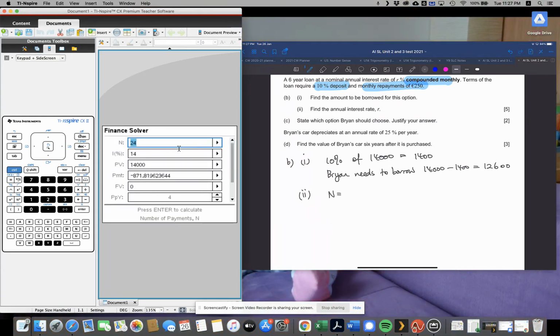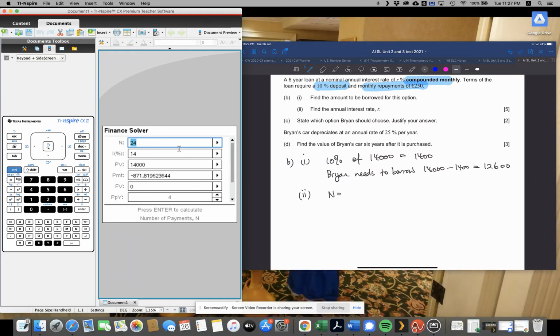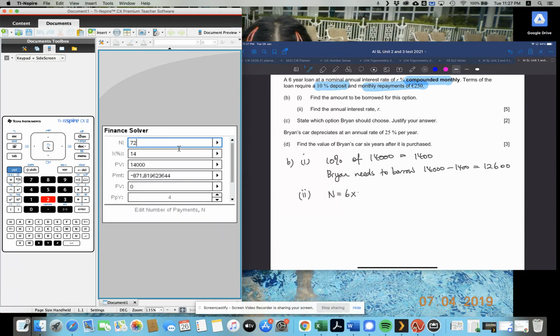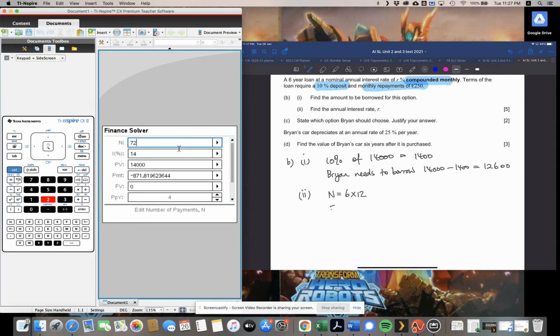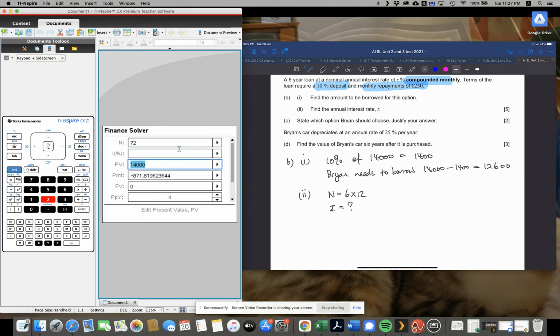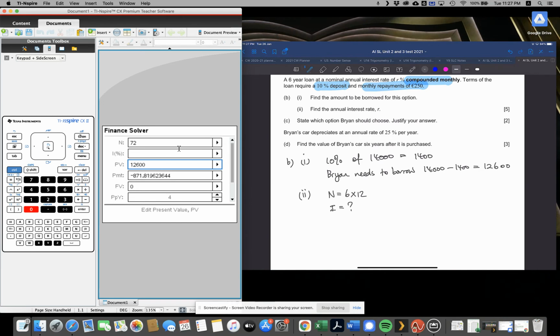Six years of monthly, so 6 times 12. We need to change it up to 72. Interest rate, we do not know. This is what we need to figure out, so make sure to clear that bit. Now the present value must also change to this.